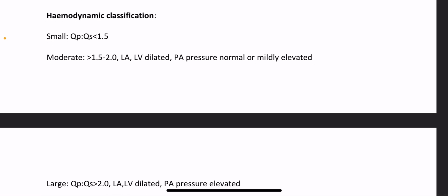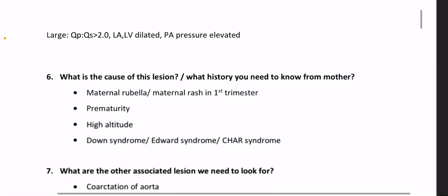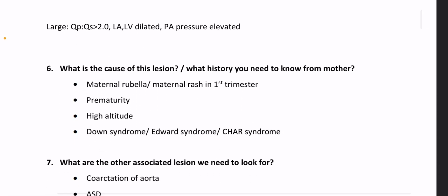Small PDA means when QP:QS ratio is less than 1.5:1. Moderate means when it is between 1.5 to 2, and LA/LV dilated, pulmonary artery pressure normal or mildly elevated. Large PDA means when QP:QS ratio is more than 2:1, LA/LV dilated, pulmonary artery pressure elevated. What is the cause of this lesion?